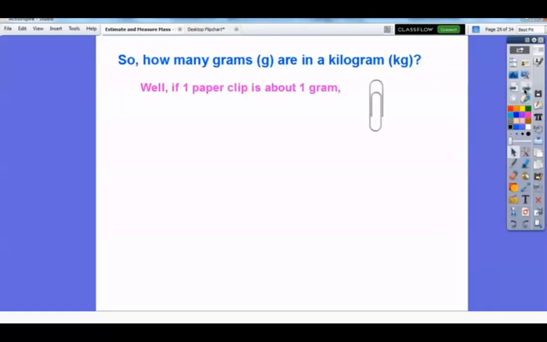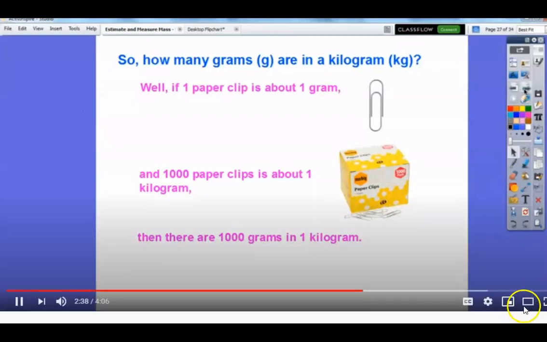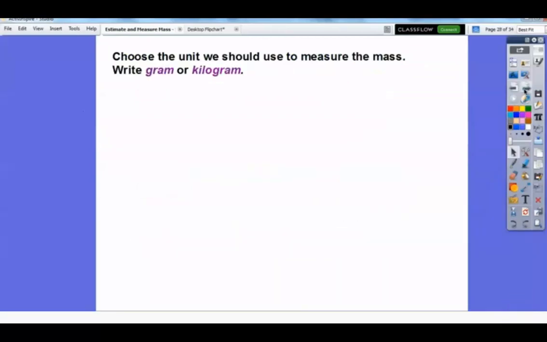Well, if 1 paper clip is about 1 gram, and 1,000 paper clips is about 1 kilogram, then that means that there's going to be 1,000 grams in 1 kilogram, okay? So choose the unit that we should use to measure the mass. And so write gram or kilogram.